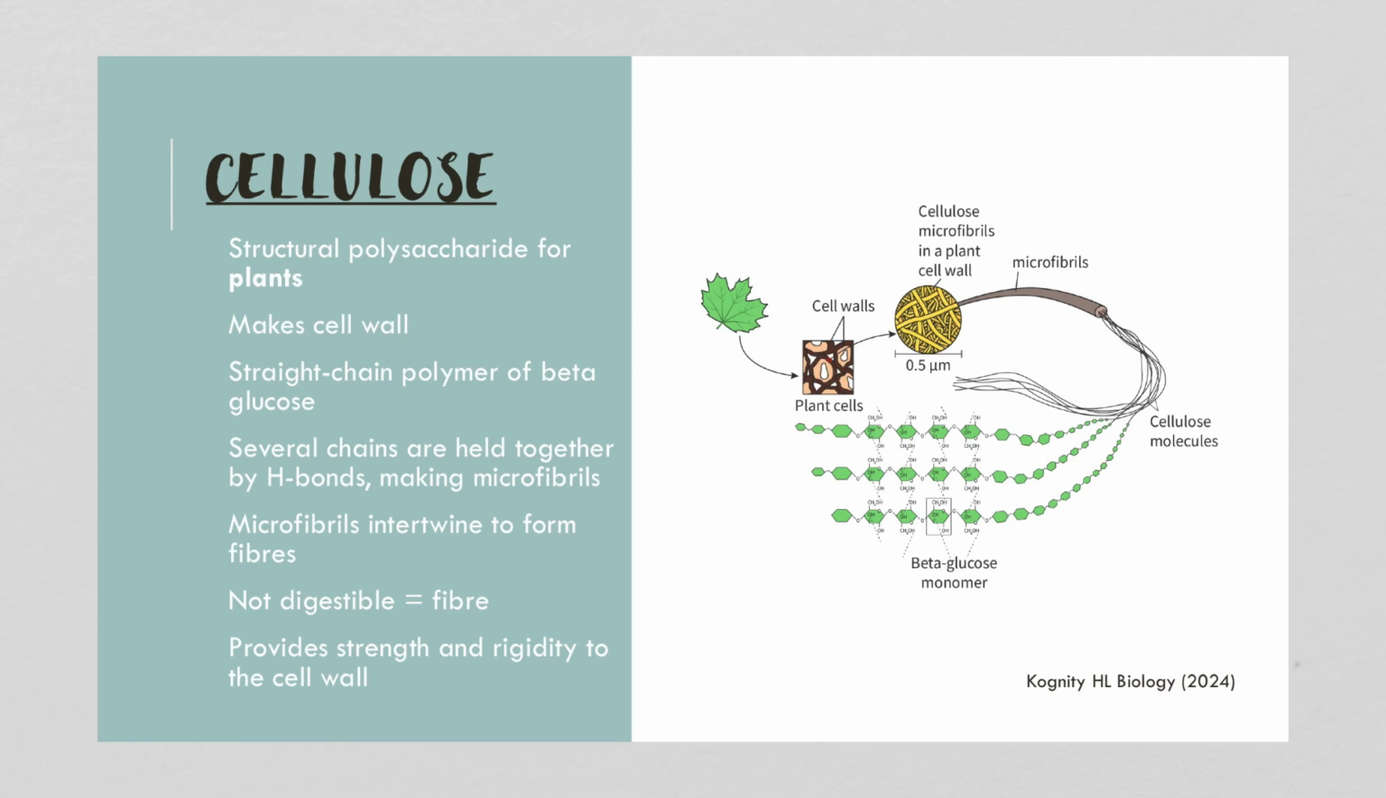Several of the chains are held together by hydrogen bonds, which forms microfibrils. And then the microfibrils intertwine to form fibers. And this type of polysaccharide is not digestible, so this is what we call fiber in our diet, and it provides strength and rigidity to the cell wall, and it's very important in the structure of plants.